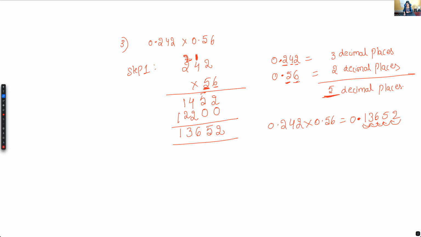We have 2 digits in 0.56, so I kept 2 decimal places. Then I add the decimal places: 3 plus 2 is 5 decimal places. So I jump 5 units to the left and keep the decimal point. Okay, let me do 2 more examples so that you get a clear idea.